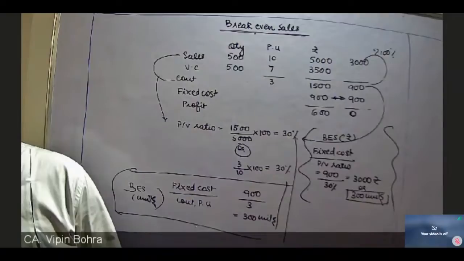So we are done with break-even sales. If you calculate it in rupees, fixed cost divided by PV ratio. How this formula is derived, I have already discussed. In units, fixed cost divided by contribution per unit. I hope you guys are aware about the concepts now. No need to learn the formulas. Just try to remember the concepts. It's more than sufficient, guys.